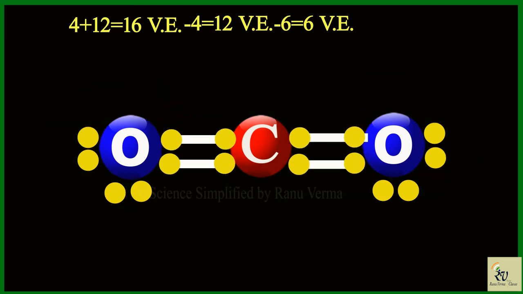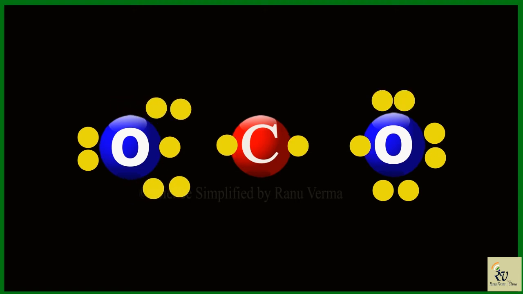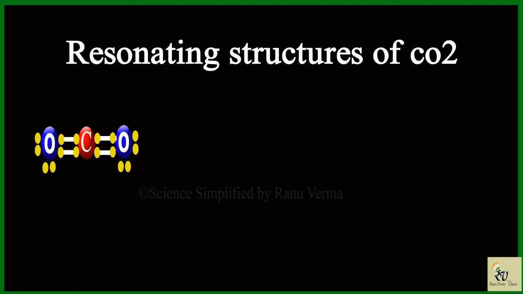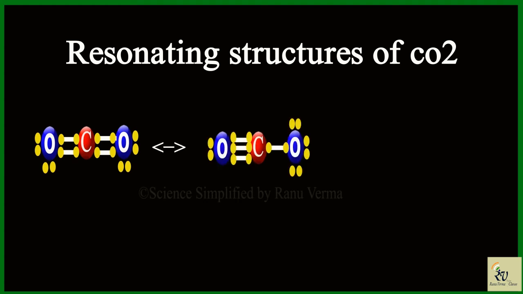But is it compulsory that both the oxygens will share their lone pair? We can move 2 lone pairs from one oxygen to the center. Now we have 3 possible Lewis structures: O double bond C double bond O, O triple bond C single bond O, and O single bond C triple bond O. All the 3 are correct. So all the 3 are resonating structures of carbon dioxide.